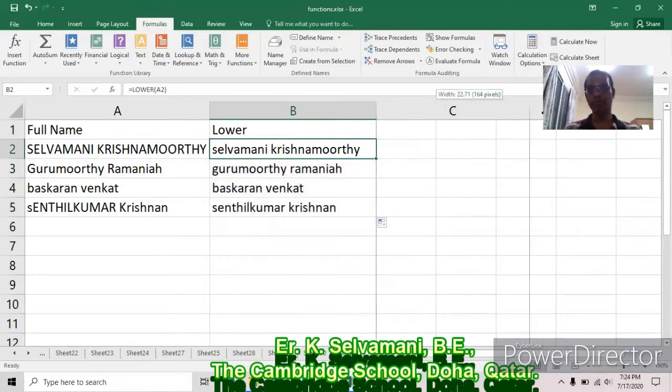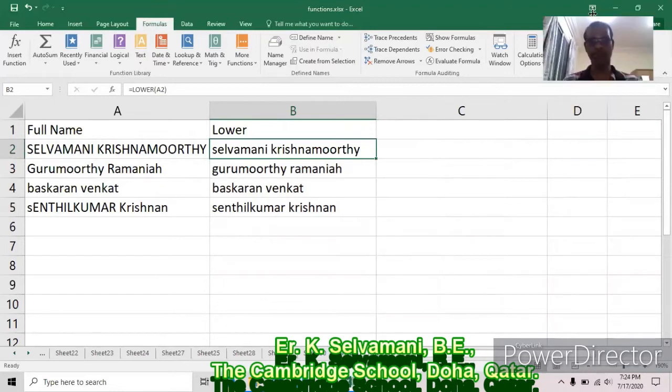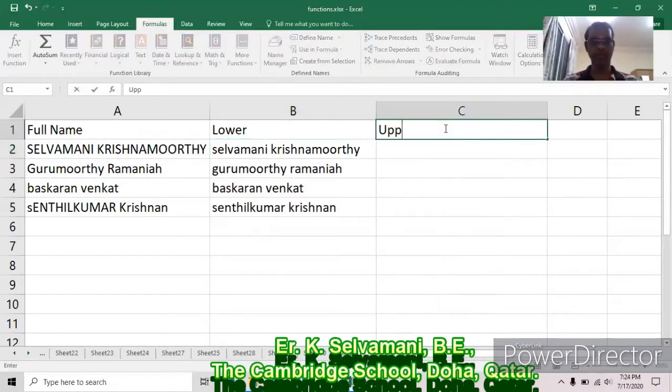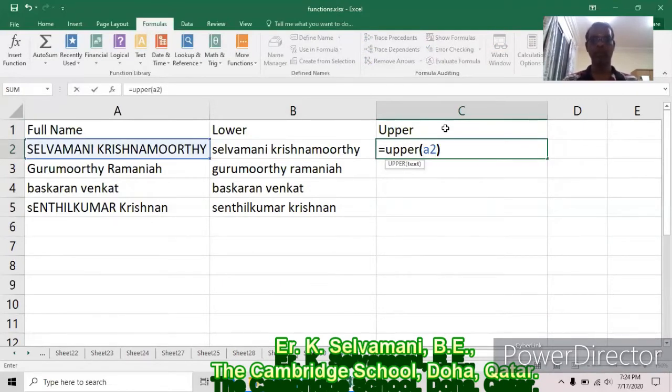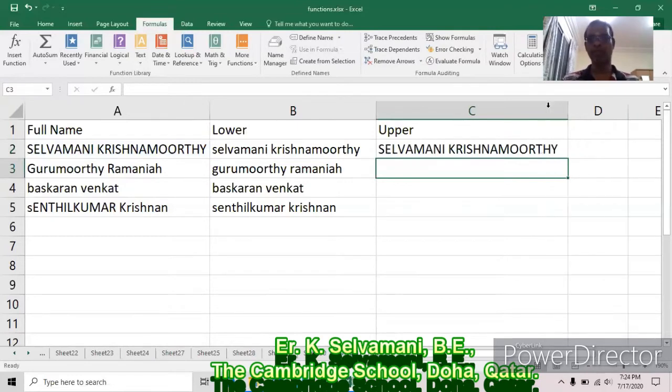We want to display as capital letters. That is upper. Equal to UPPER, open bracket A2. So everything will be in capital letters. Very simple.